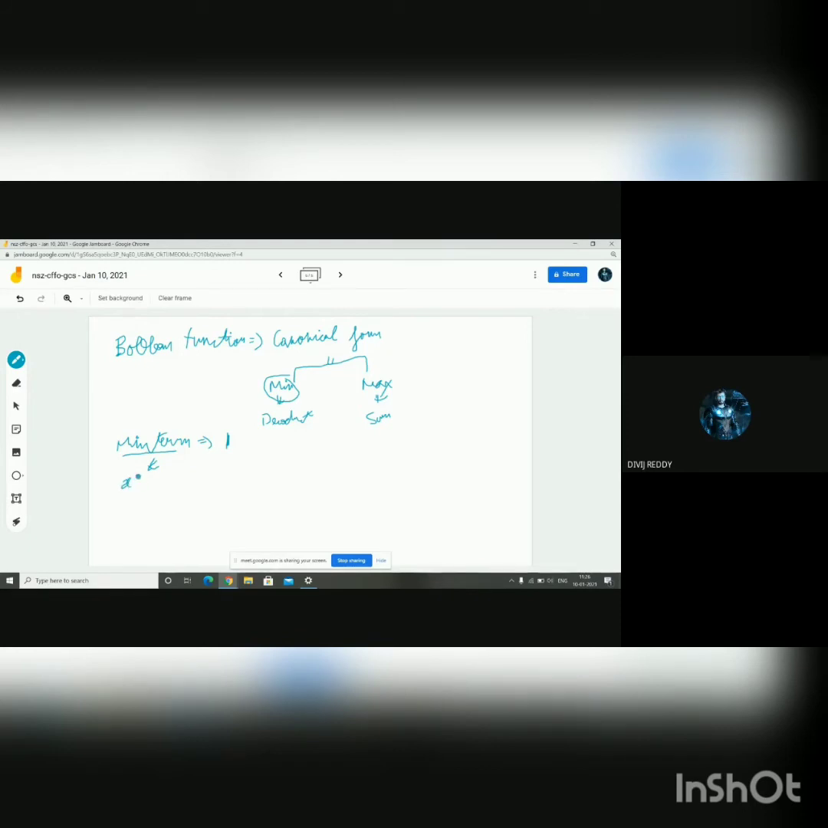For example, if we are taking x, y, z, a minterm of the function which consists of x comma y comma z, then if x is equal to 1 and y is equal to 1 and z is equal to 1, then the minterm will be x into y into z. This is the minterm. Now let us see how we can represent different minterms when we have different values for x, y and z.